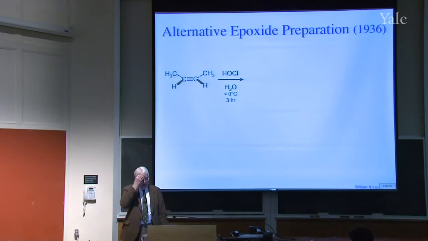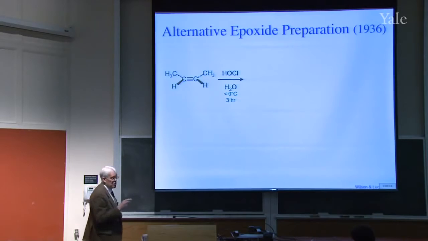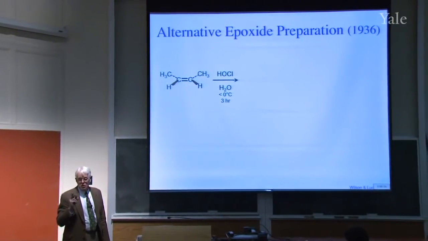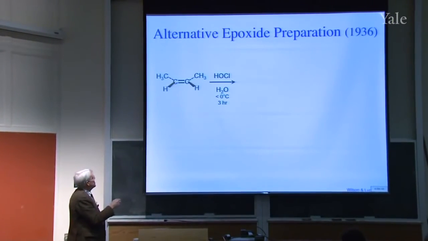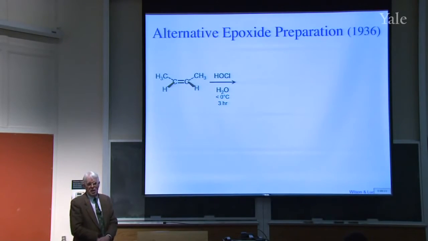Okay. Now, they did that in order to prepare those epoxides for another purpose. It had been prepared before in 1936 by an alternative mechanism. And this was 2 steps to do it, so it was a harder way to make it. But they started with the reagent HOCl, hypochlorous acid. How do you think HOCl will react?